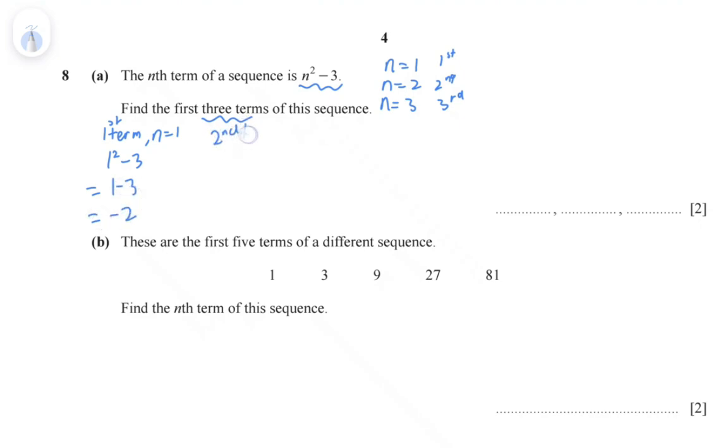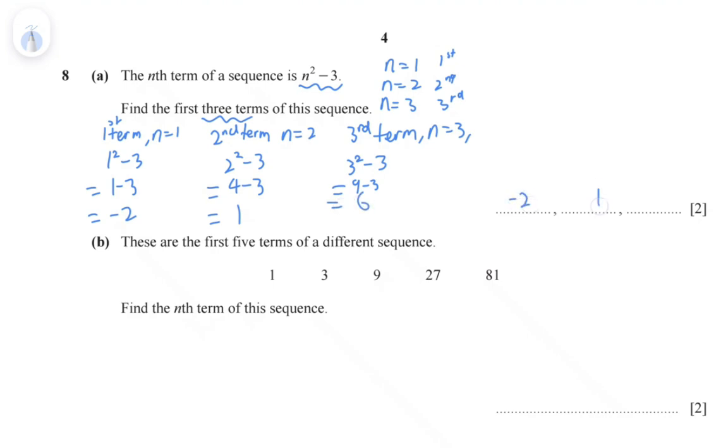Second term, n equals 2, so that's 2 squared minus 3, equal to 4 minus 3, which is equal to 1. And last but not least, the third term, where n equals 3. 3 squared minus 3 is equal to 9 minus 3, which is equal to 6, giving us the first 3 terms of negative 2, 1, and 6.